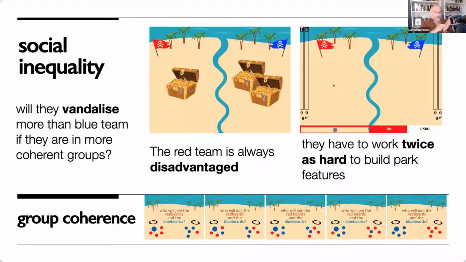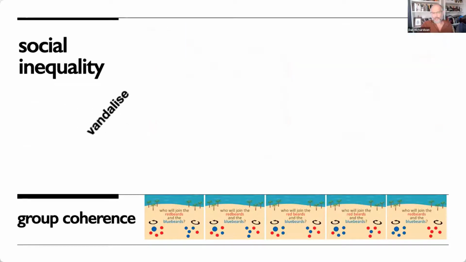behavior. So you could tap, tap, tap to grow your park, or you could flick a switch and tap, and then you start to vandalize the other side's park. And that's what we're interested in, how that level of inequality translates into antisocial behavior. There's a whole background from the London riots that inform this. So there they are tapping away.